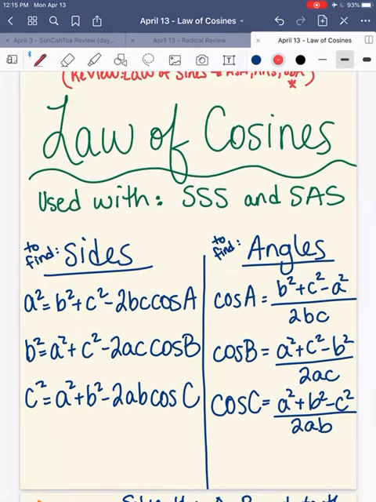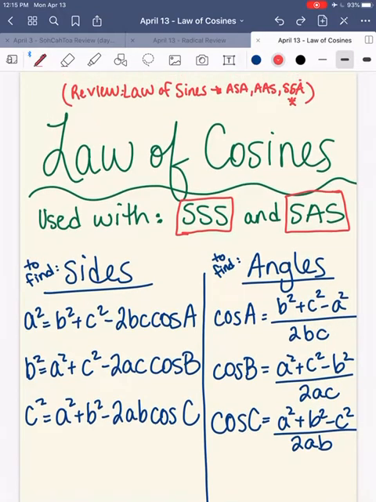The law of cosines is used with side, side, side. So that one's pretty easy because it's just all the sides. And then SAS, or side angle side, the angle has to be between the two sides. Okay, so that location of that A is important because it is similar to SSA, but here the A is not between and here the A is between. Okay, so that's the difference between those two.